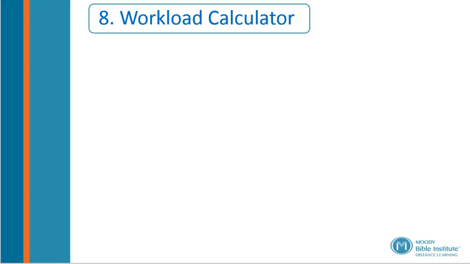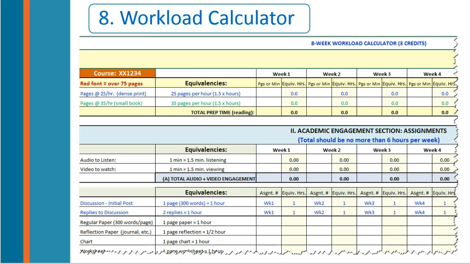The last step in the process is to fill out an Excel spreadsheet that we use as a workload calculator. This tool contains formulas to help us figure out the time it will take a student to complete the work in the course each week. This tool also helps us make sure that the workload is consistent from week to week. We use templates for the course map, the CCD, and the workload calculator in every online course at Moody.